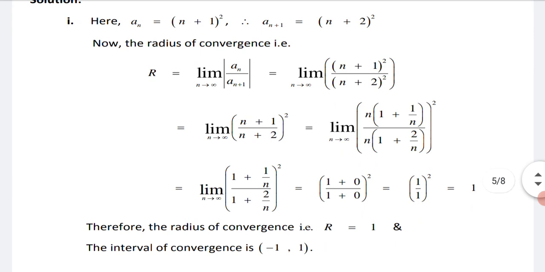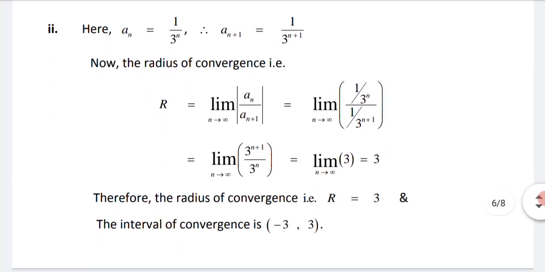As n tends to infinity, 1 by n tends to 0 and 2 by n tends to 0, so we get 1 plus 0 by 1 plus 0 whole square, equal to 1 by 1 whole square, that is equal to 1. Therefore, the radius of convergence, that is r, equals 1, and the interval of convergence is minus 1 to plus 1.